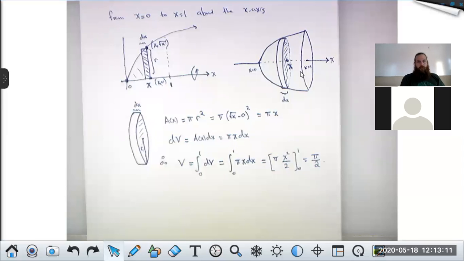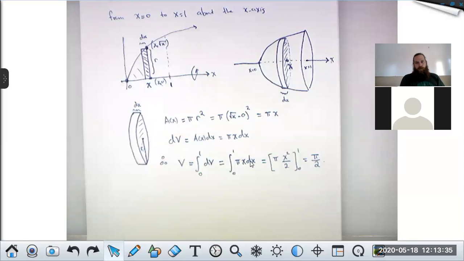So pi over 2 is the volume. Yep, pi over 2 is the volume of that solid. So the volume is always the integral of dV taken from the smallest value to the largest value in your region. Here dV turns out to be best expressed in terms of x. So I take my integral from the smallest x value in the region to the largest x value in the region. So that's from x equals 0 to x equals 1.